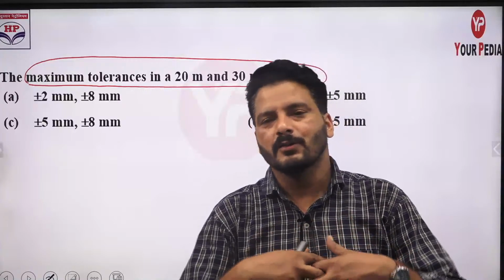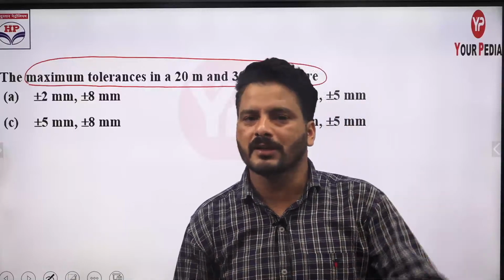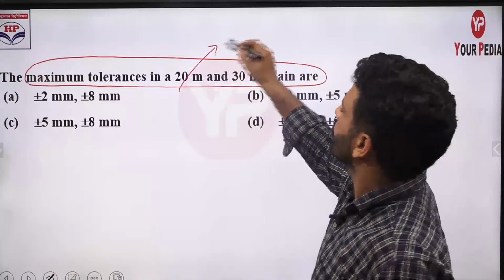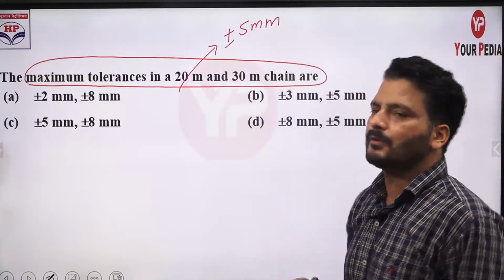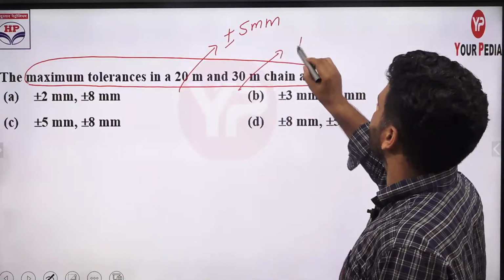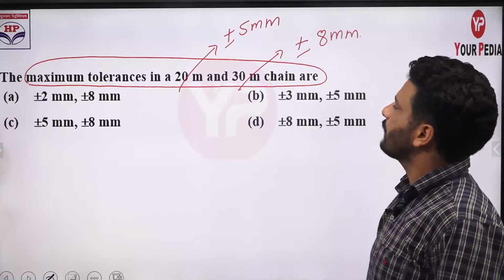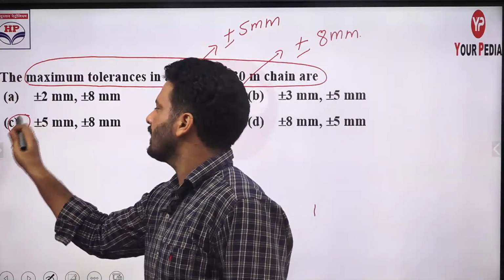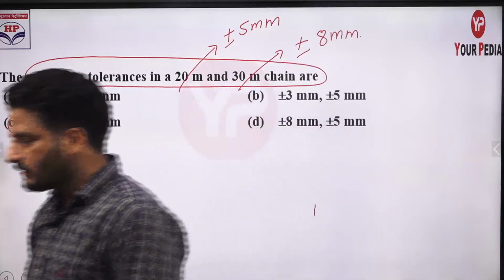Your chain may not be properly pulled, because a specified pull has to be applied during the chain survey. If you apply more pull, definitely a correction has to be applied. For a 20 meter chain, the tolerance is plus minus 5 mm. The chain may be 5 mm too long or 5 mm too short, and we can allow that. For a 30 meter chain, it might be 8 mm too long or 8 mm too short. So plus minus 5 mm for the 20 meter, written first, and plus minus 8 mm for the 30 meter are the answers.